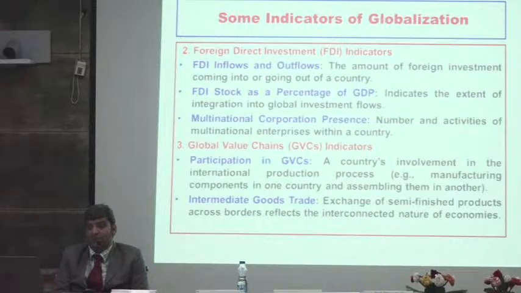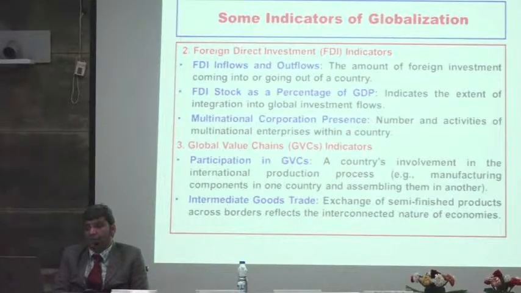FDI stock as percentage of GDP. This is another aspect of measuring the globalization in terms of the foreign direct investment. Indicates the extent of integration into the global investment flows. Multinational corporation presence. If in some countries there are presence of multinational corporations, then we can say this country is more open rather than a closed economy. Today, world is open economy world.